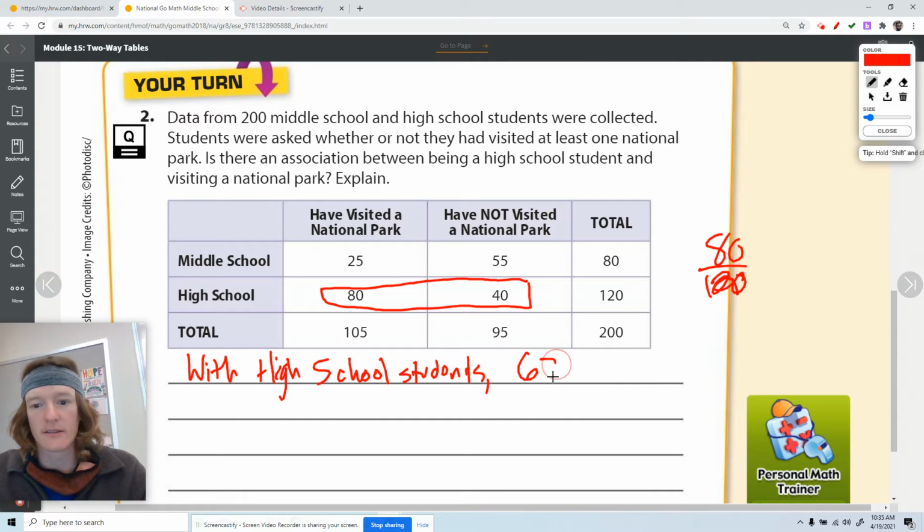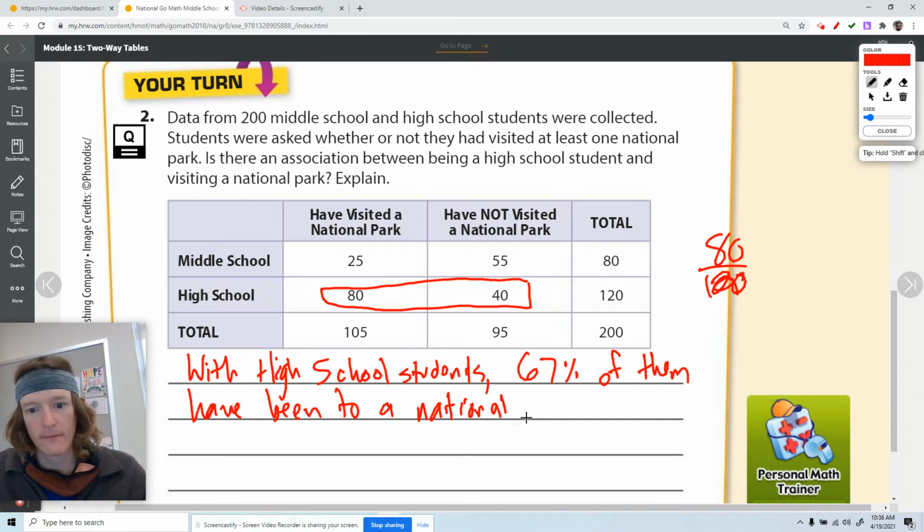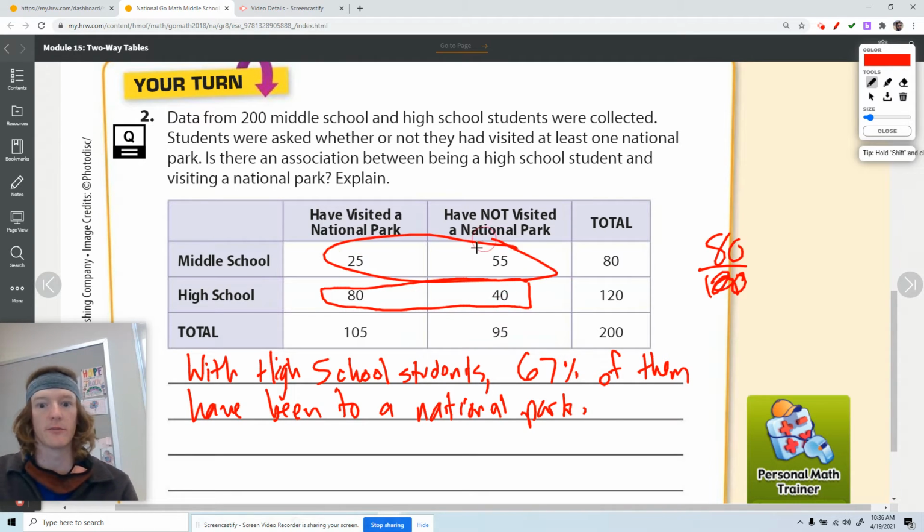Yep, 67% of them have been to a national park. So there is more association because the other group, the middle schoolers, most people have not. But in high school, most people have. Well, I mean, it makes sense. The older you get, the more likely it is that you've traveled around.